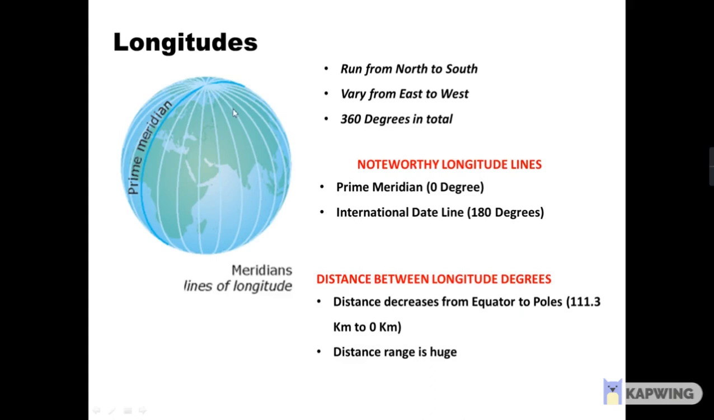So the distance range will be huge when compared to the latitudes. In the case of latitudes, we saw that the range is very less significant, as the distance was somewhere between 110 and 111 kilometers, whereas in the case of longitudes, it will be varying between 111 kilometers at the equator and 0 at the poles. So for that, we shall do a practical exercise to know the difference using the Google Earth software again.